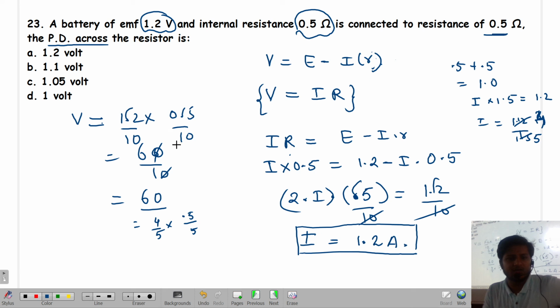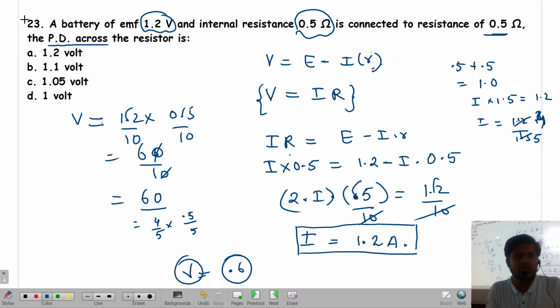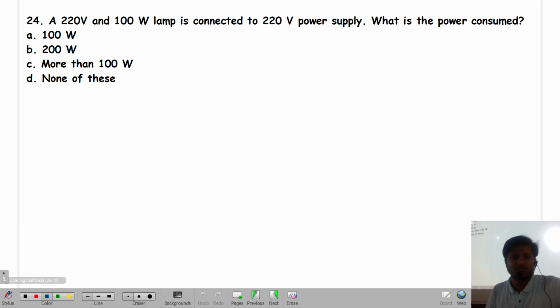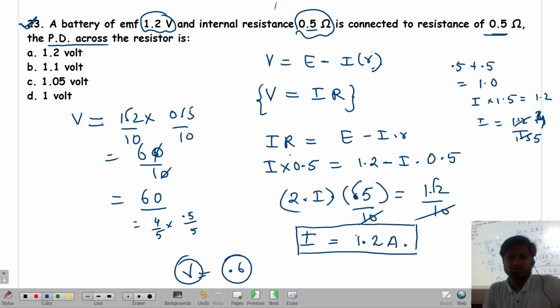I think it will be 0.6 volts, right or not? Okay. V is equal to 0.6 volt. Okay, I'll check into this question. No, no, no, no. It is not same. 0.5, 0.5. I think here 0.5 will be added, right or not? Okay. I'll just check once because it is asking potential drop across the resistor.